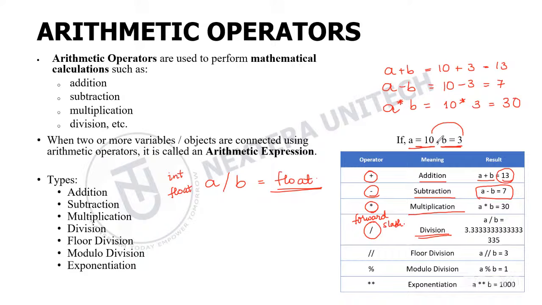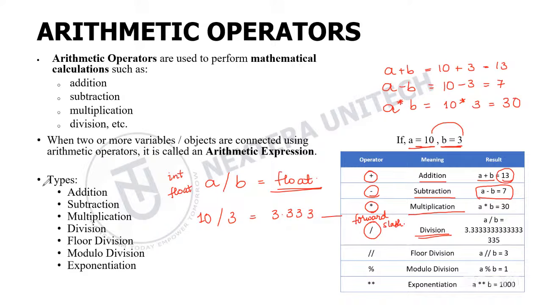So here for this example, 10 by 3. 10 by 3 is 3.3333 and so on. So we'll always get it in a float output. Even if your numbers are integers, we will get the output in a float format.